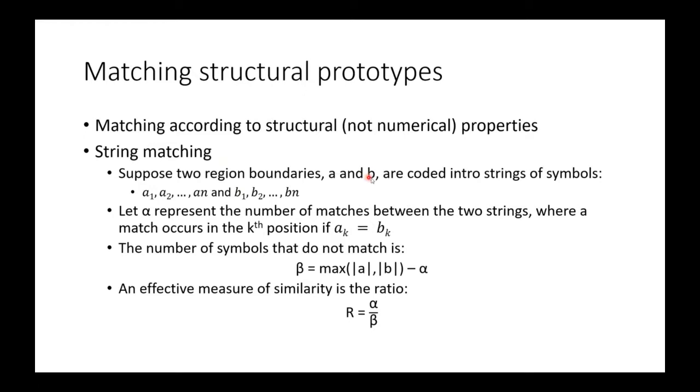Suppose we have two region boundaries, A and B, that are coded into strings of symbols, such as A1, A2. This is a sequence describing the boundary, if I may. So if I have a boundary like that, remember when we were talking about features as boundaries, we can say that this will be a segment A1, this will be a segment A2, and so forth, right?